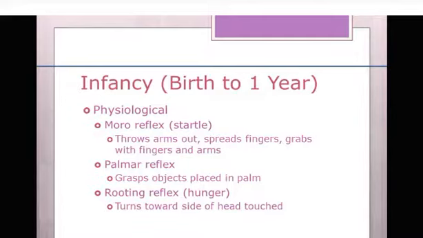If you get a baby that does not have that reflex, something's wrong. And generally it's that they're a little bit unresponsive or not as responsive as they should be. And so that's one thing we want to find out.